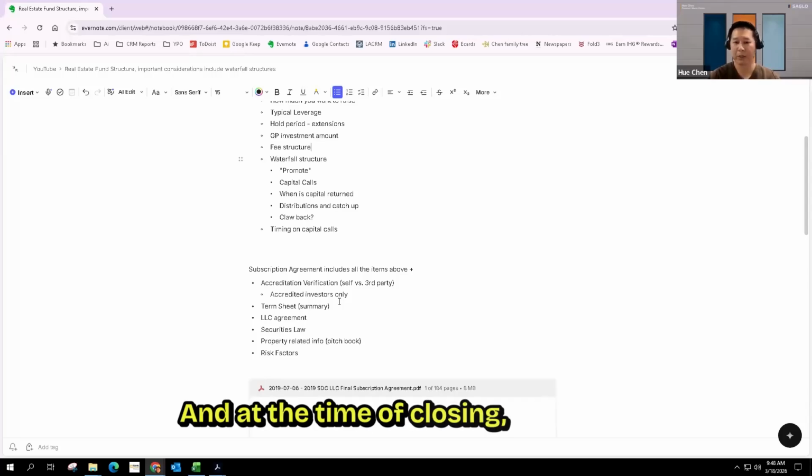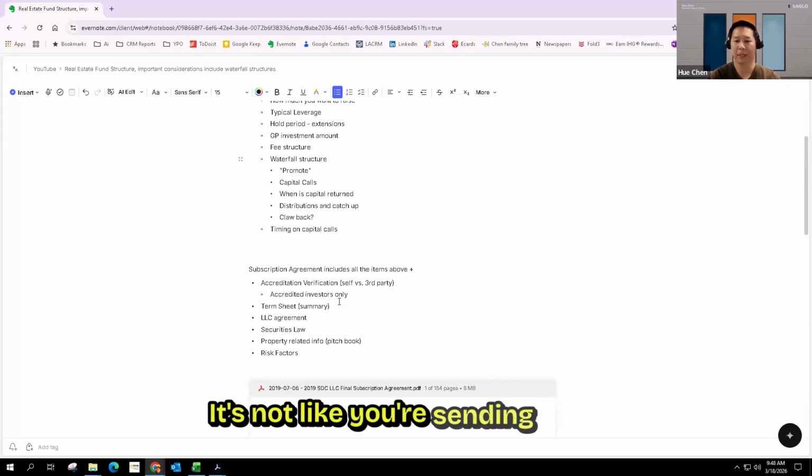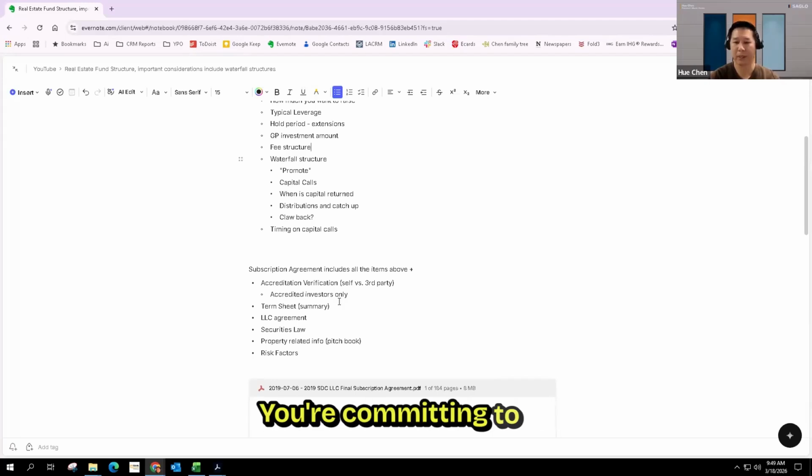And at the time of closing, we may have deployed 40%. And then the next property that we buy, we might have deployed 20%. So the way that it works is if you're investing $1 million into that fund, I tell you that, look, you're committing $1 million. It's not like you're sending me a $1 million check at the time that you signed the subscription agreement. You're committing to it.